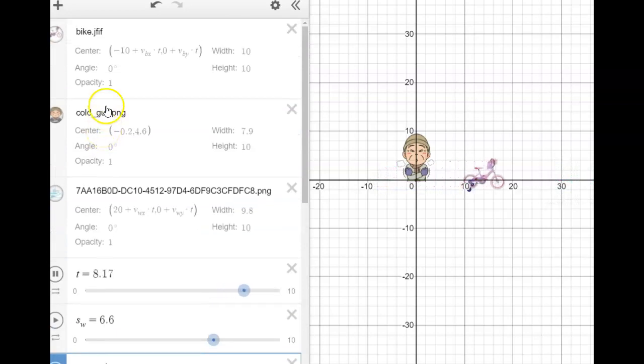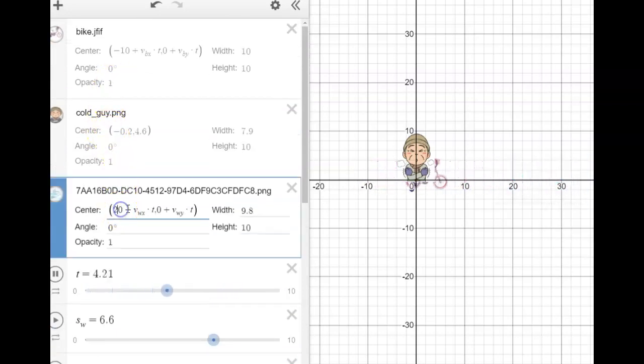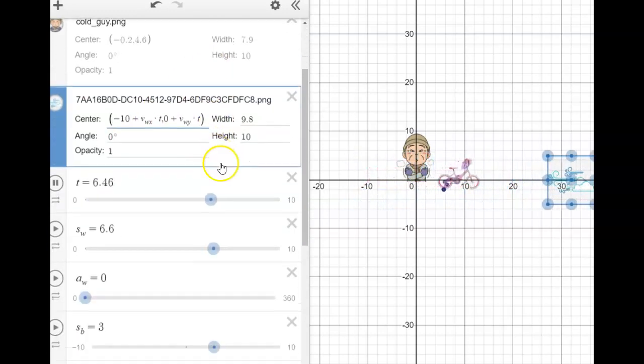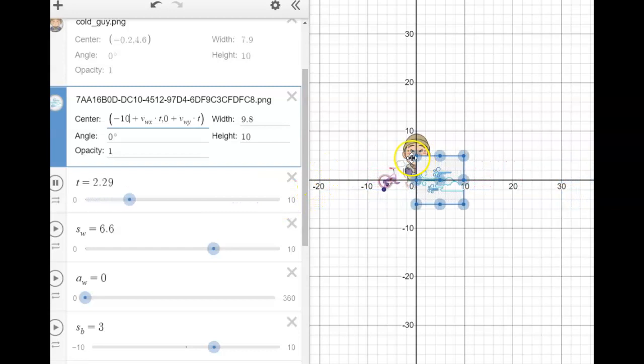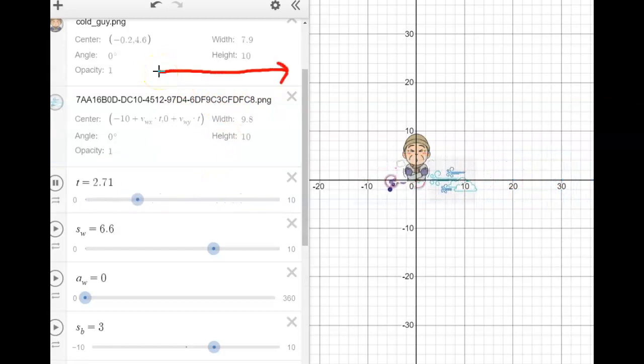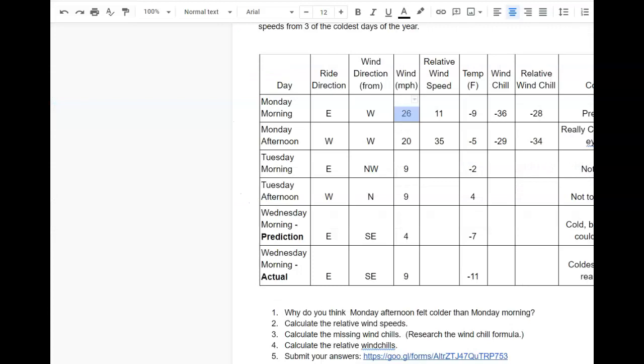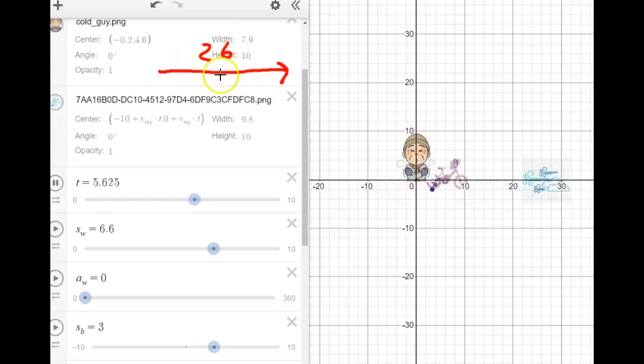Let's make the wind start at the same spot as I am. So I'll put the wind here starting at -10, and then okay. So what we can see here now is that the wind is moving faster compared to the guy than it is compared to the bike. And if we draw our velocity vector diagram, we can see here that we have the velocity of the wind. And in our case here, the wind speed was 26 miles per hour. And then I have the velocity of the bike going at 15. And I'll try to draw these to scale.